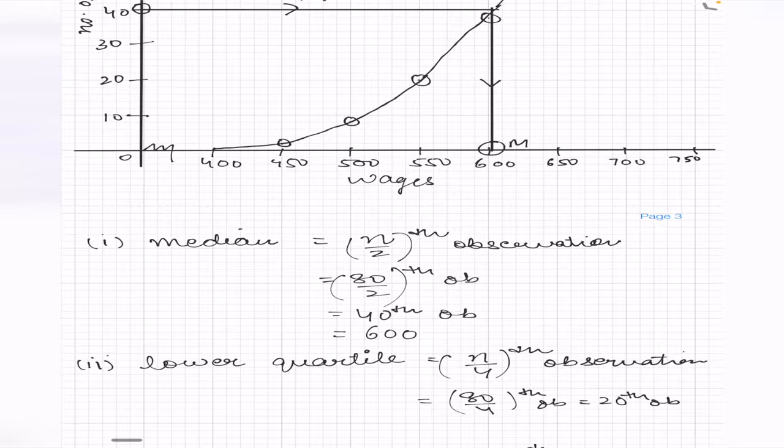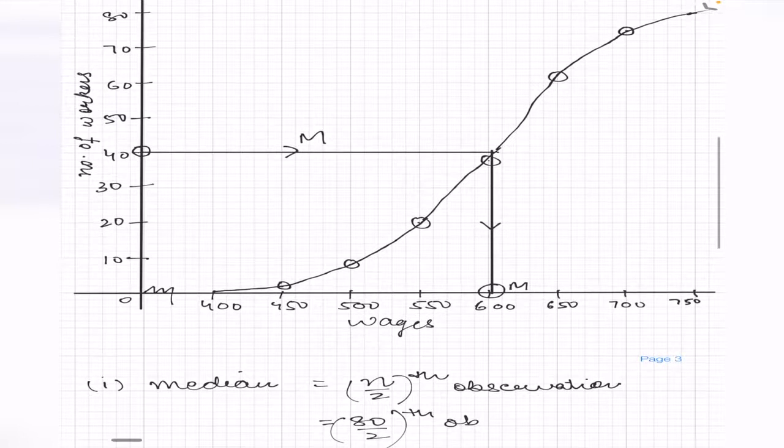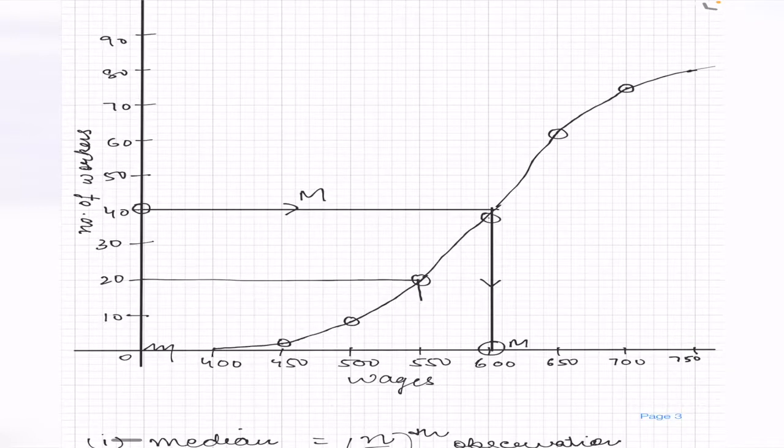Now similarly, the lower quartile. For the lower quartile, we are going to use the 20th observation, and for the upper quartile, we are going to see the 60th observation. So for the 20th observation, again on the y-axis, we draw a line, check where it's meeting the ogive, and then draw a vertical line. So it's meeting at a point 550. So this is our lower quartile. We'll put the arrows like this and mention over here that this line is representing our lower quartile.